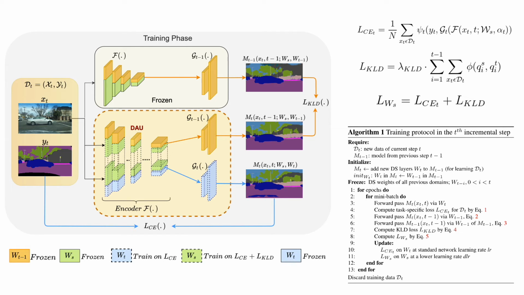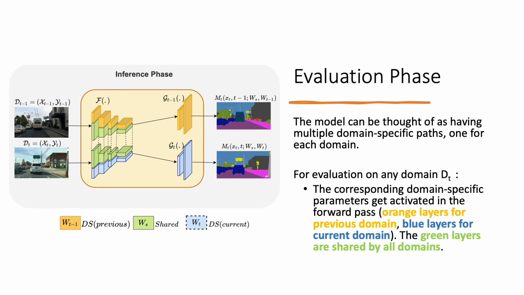The blue layers are specific to the current domain and are trained only on a cross-entropy loss for the current domain. The green layers are shared between both the domains, and they are trained on a combination of the cross-entropy loss as well as a domain-adaptive knowledge distillation loss. We use differential learning rates and an intuitive initialization strategy to achieve a good stability-plasticity trade-off. In the evaluation phase, the model can be thought of as having multiple domain-specific paths, and for evaluation on any domain D_T, the corresponding domain-specific parameters get activated in the forward pass.